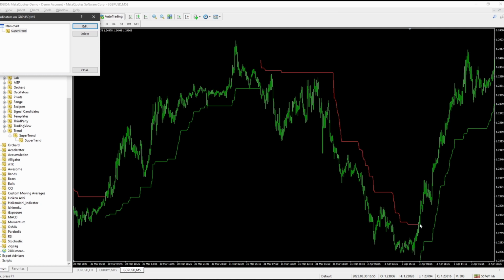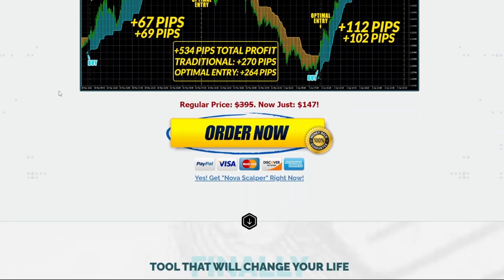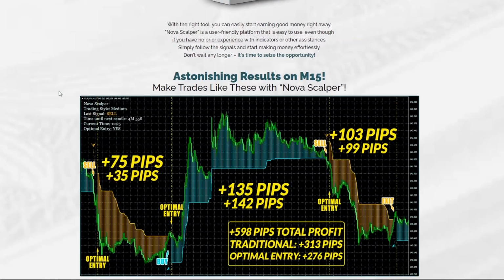I can see the change of direction here at the same place that it occurs in the screenshot, change of direction here and here. So those are all the same signals that I'm getting from the Nova indicator. Let's look at the next screenshot on their website. So that was the GBP USD 5 minute. Let me go down to the next because there are more images here.